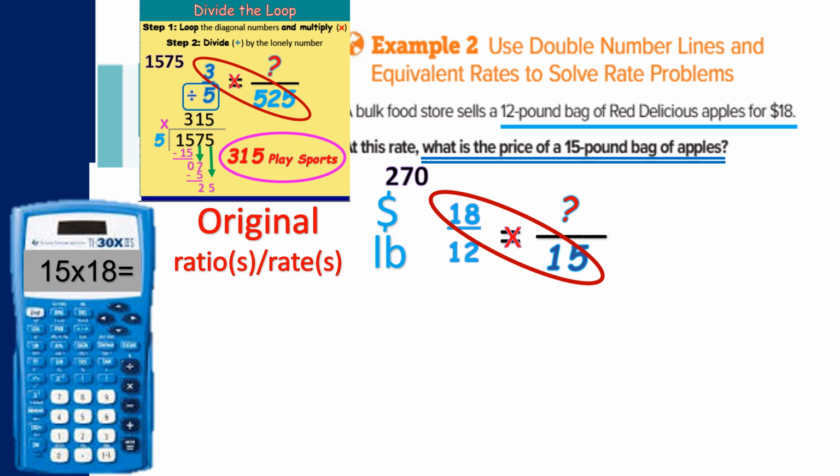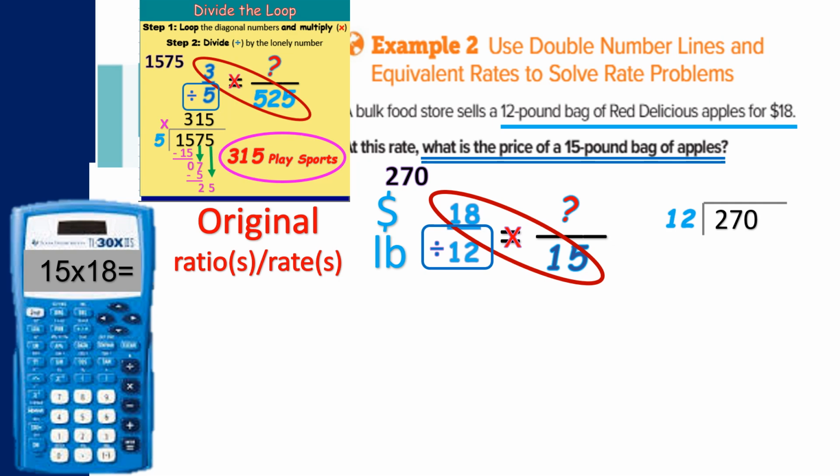Once again then, when I find that product, I'm going to divide by the lonely number. That's step 2. So 270 divided by 12. Will 12 go into 2? No. Will 12 go into 27? Yes. So however many times it'll go into 27, it goes above the 7 because I asked about the second number inside my division box.